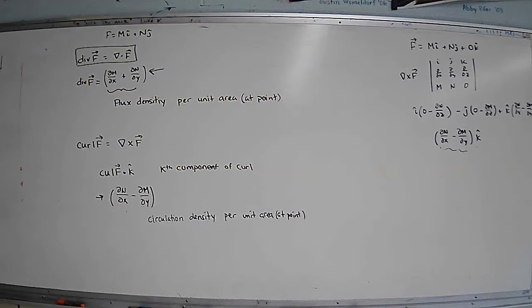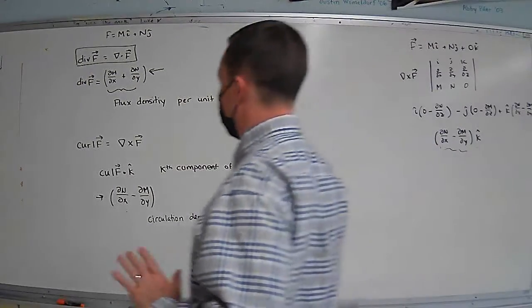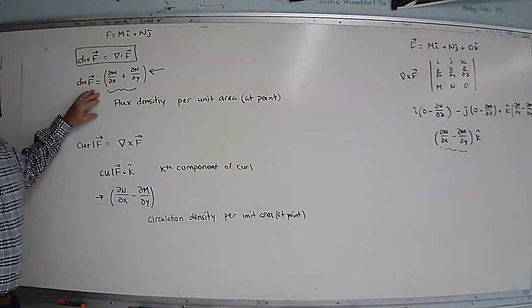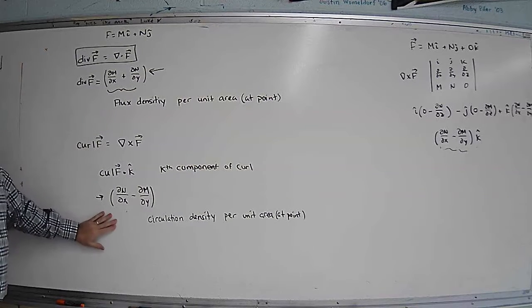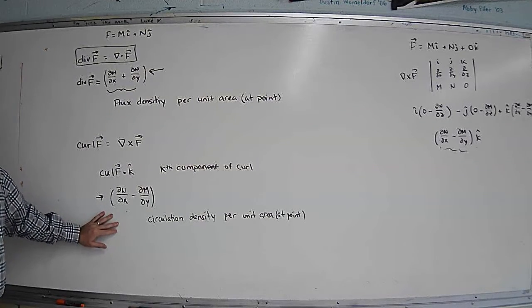So both of those quantities look very similar, right? But they're vastly different. This one here is essentially the flux density per unit area, how much we're spreading out or spreading in at every point. This one is telling us how much rotation there is at that point. Does that make sense?